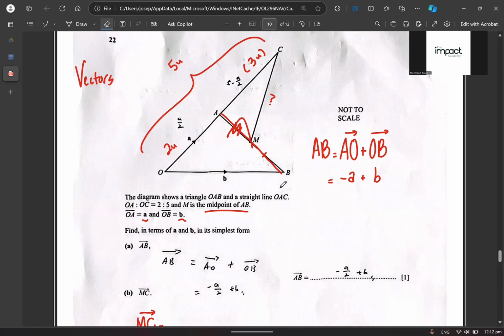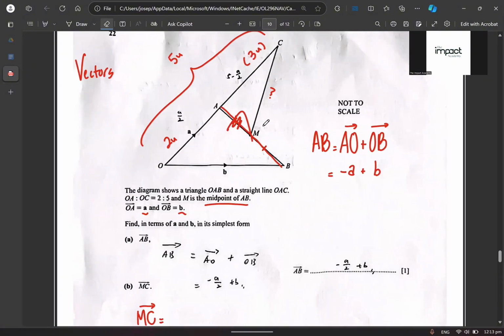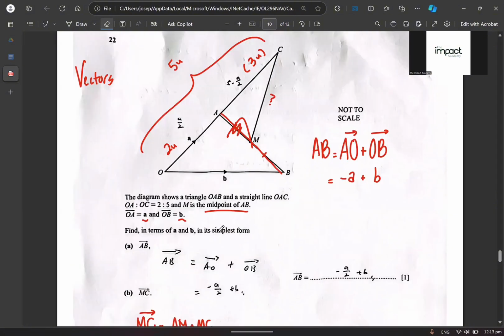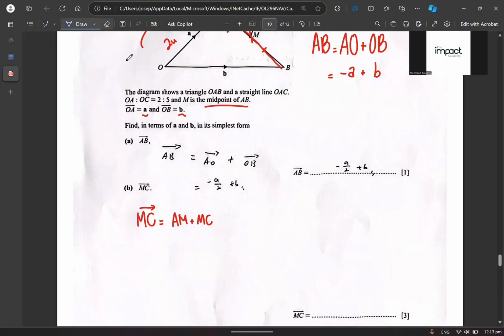MC is this part over here, right? You can say AM plus MC. Let's write AM plus MC. Does that get you to MC? No, right? Because M is in the middle, correct or not? What about if I go MA plus AC? You get what I'm trying to say? Or you can go CA plus AM. Can also.